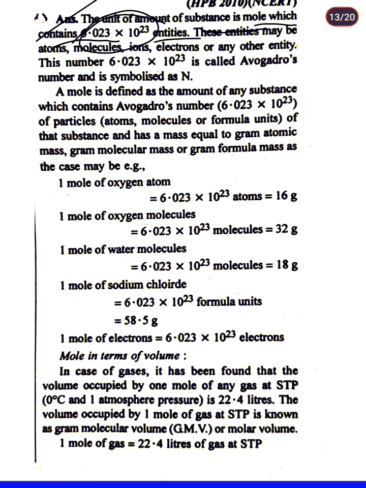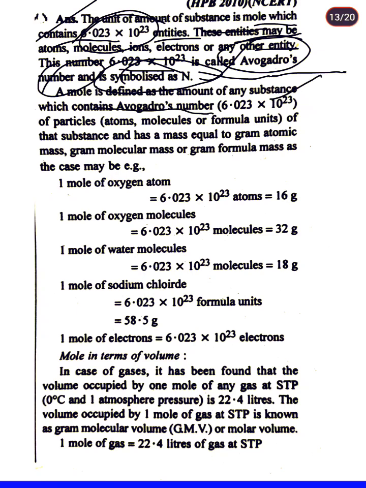and these entities may be atom, ion, molecule, electron or any other entity. This number, 6.023 multiplied by 10 raised to 23, is called the Avogadro number and is symbolized as capital N. It is also defined as the amount of any substance which contains Avogadro number of particles, atoms or molecules, that is the formula mass of the substance, and has a mass equal to the gram atomic mass, gram molecular mass or gram formula mass.